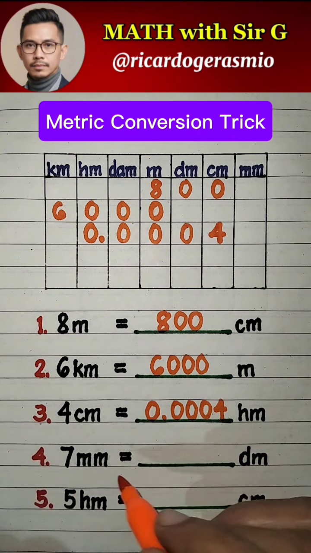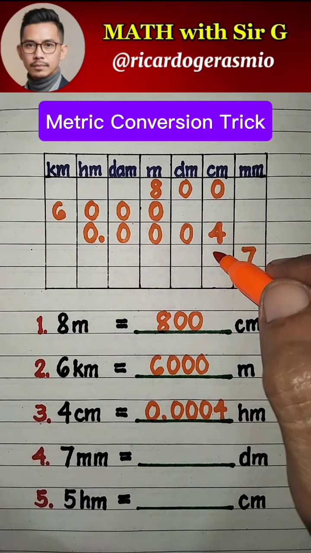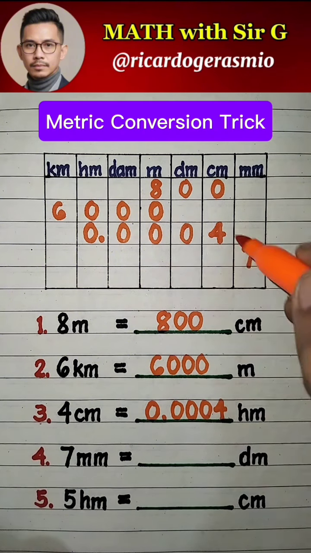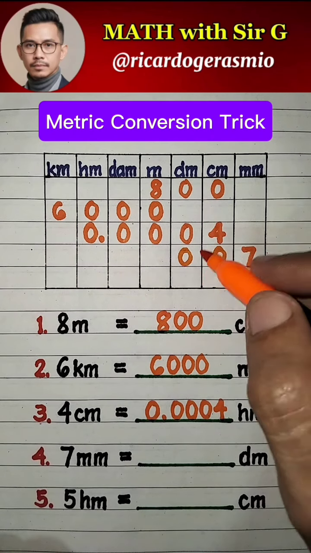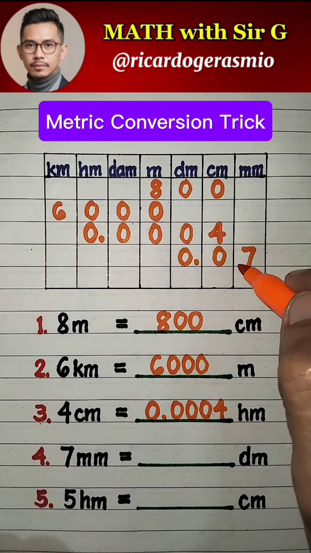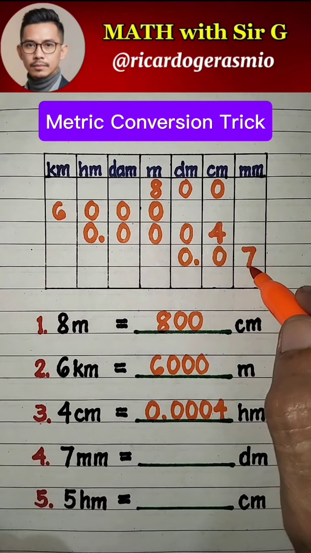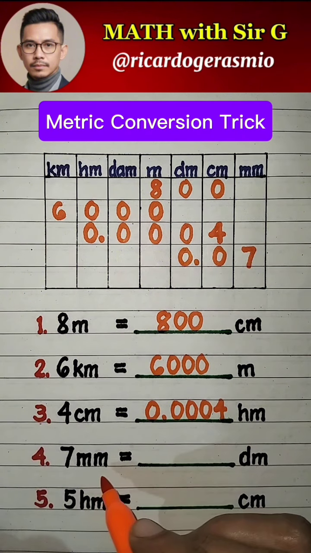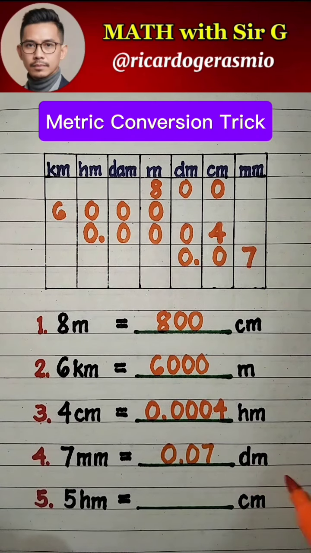Okay, guys, so next is number 4, 7 millimeters. So we will write 7 millimeters in the column of millimeters, since we are converting 7 millimeters to how many decimeters. Okay, guys, so we will write zeros up to the column of decimeters here. Okay, guys, so 0, then up to here in the decimeter column. Then we will put a decimal point, guys, since we are writing zeros backward. Okay, so the result is 7 hundredths. So it means that 7 millimeters is equal to 7 hundredths decimeters.